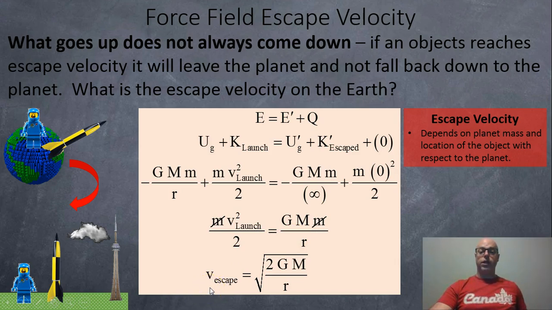Your escape velocity is the square root of 2 times G times the mass of your planet divided by your position, which in this case is the surface of the planet, so the radius of the planet. So this is kind of cool. It doesn't matter what the mass of the object is that you're launching. Your escape velocity is independent of mass. However, the more mass you have, the more kinetic energy you do need.